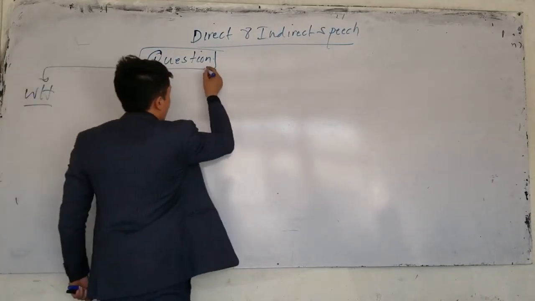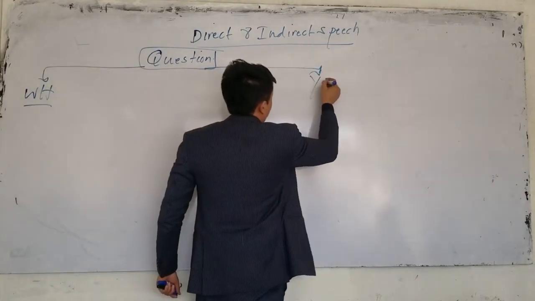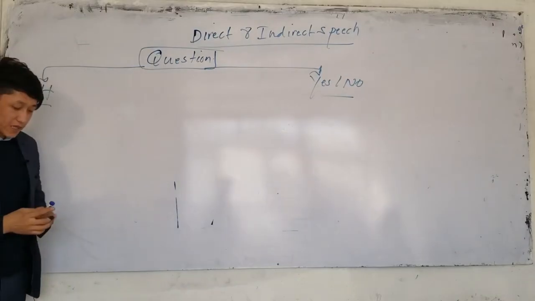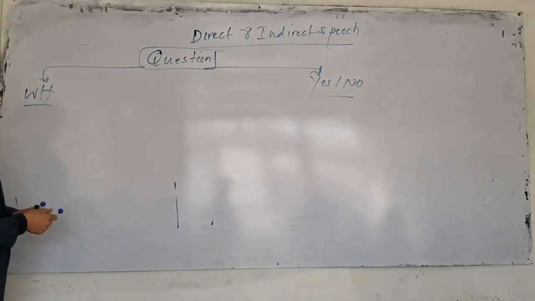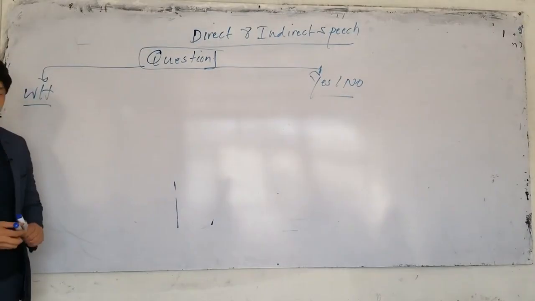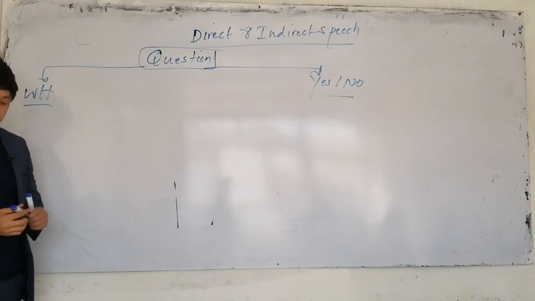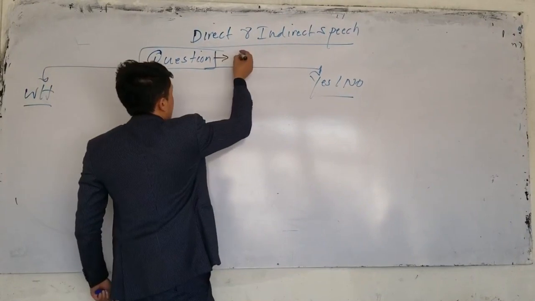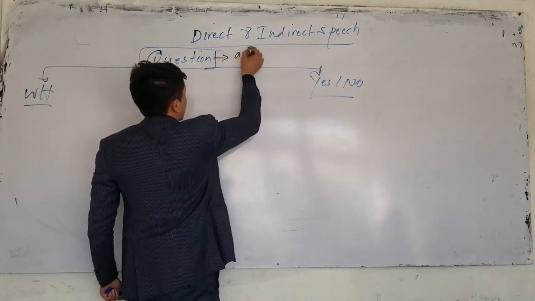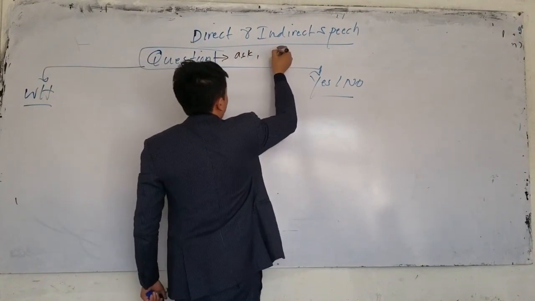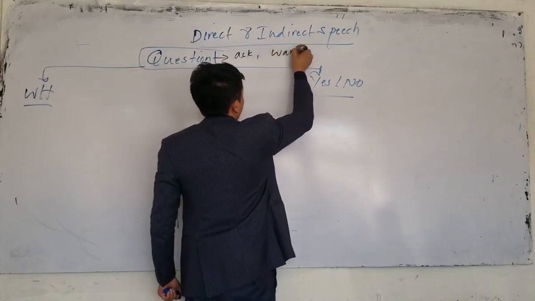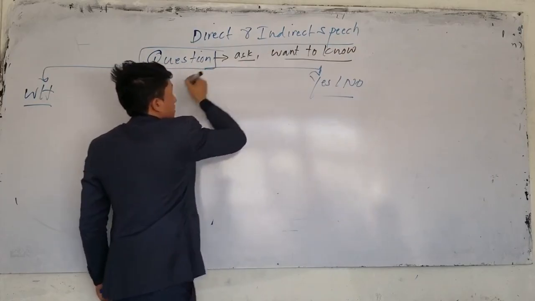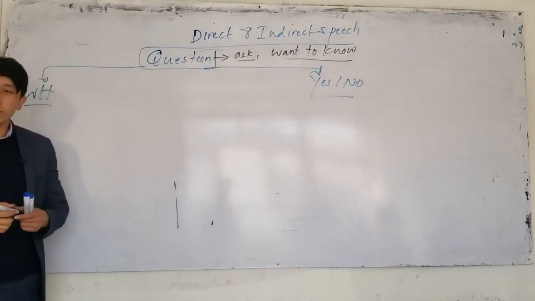And if I have a yes, no question, how can I change it? To what? A WH word. Now, if you have WH questions, what do we do here in WH questions? Now, in questions, mostly the introductory verb is what? Mostly the introductory verb is ask, okay? Or, for example, we can say want to know. Mostly the introductory verbs are want to know or ask.